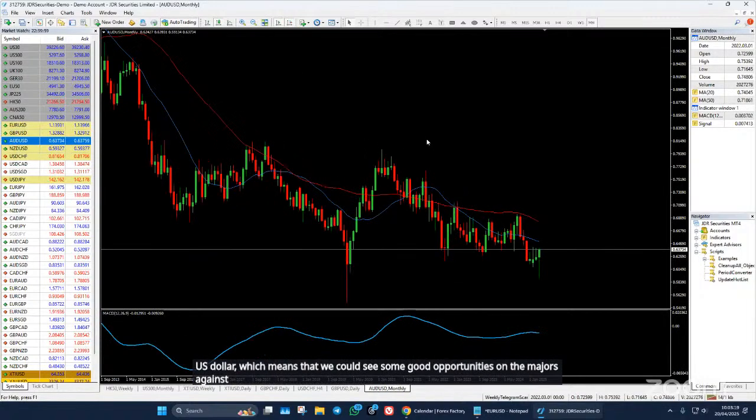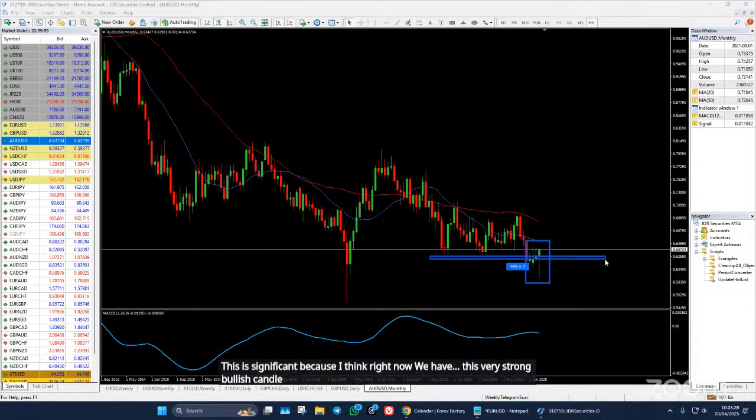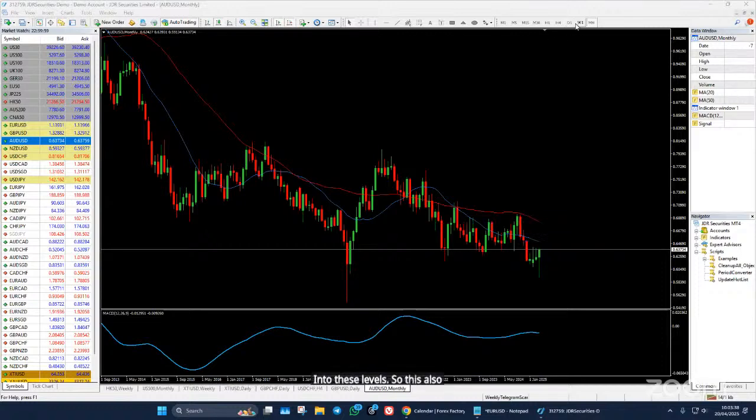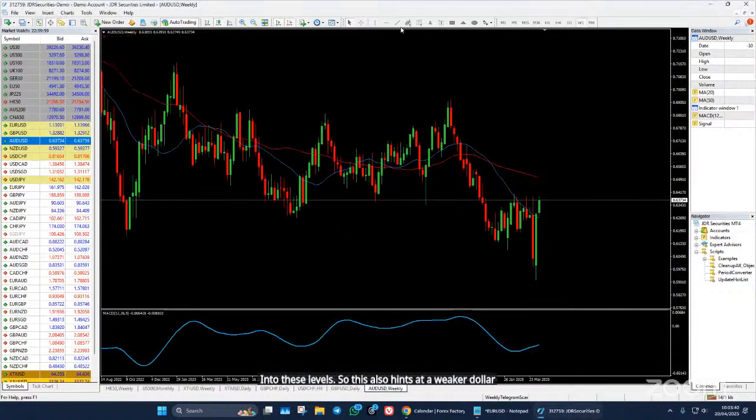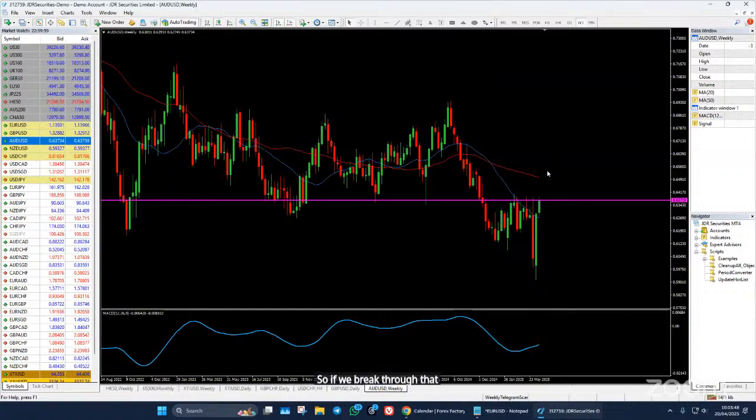Let's have a look at Aussie dollar, US dollar. This is significant because I think right now we have this very strong bullish candle off a level of support. So the implication again here so far is that we're going to see it continue to move up into these levels. So this also hints at a weaker dollar. And again, it's sitting right at a critical level of support and resistance. We could see market touching here for support, touching here for resistance. So if we break through that, it then becomes more likely we're going to see moves to the upside.